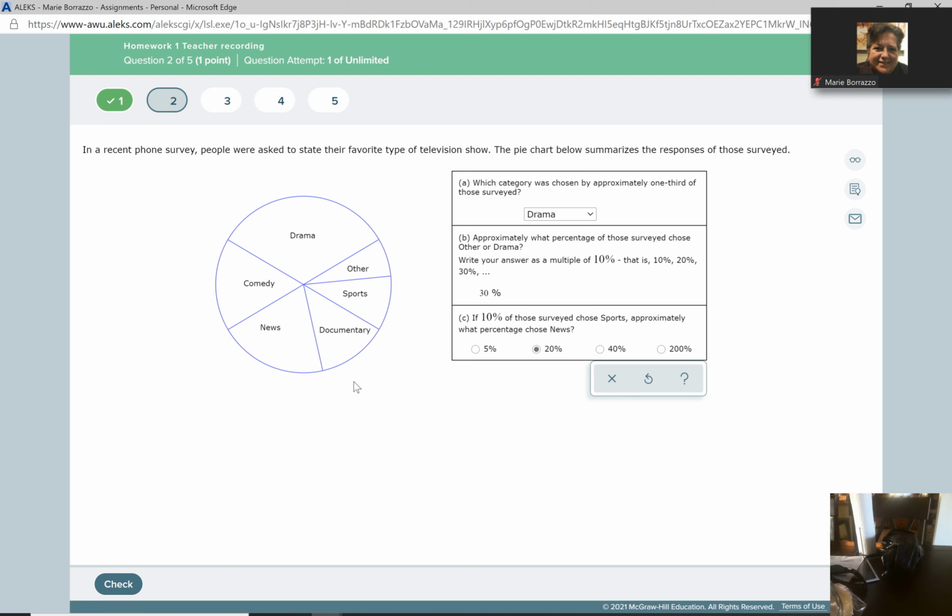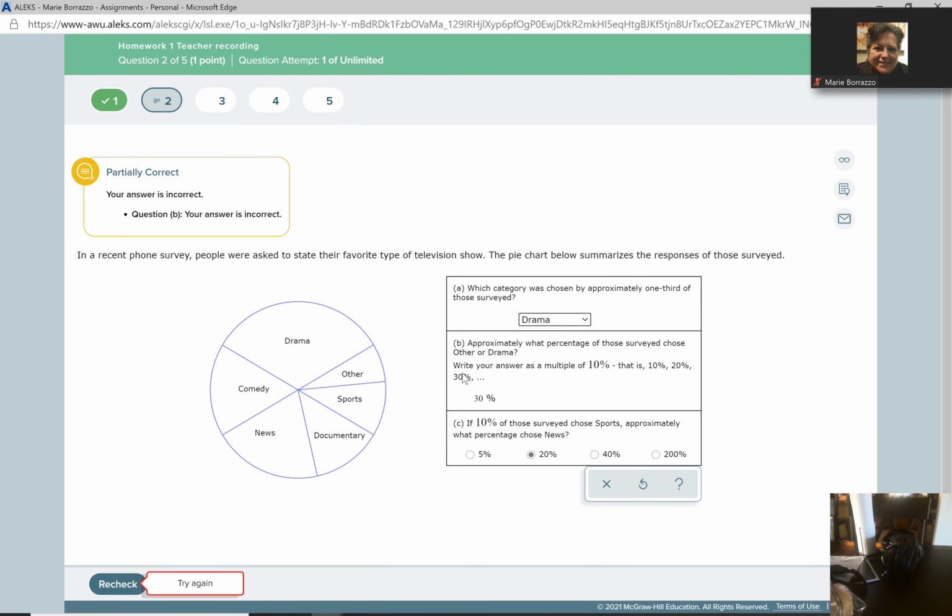Let's check our answer. The one I really doubt is this one. Let's see. Yeah, see, B is questionable. So approximately what percent of those surveyed chose other or drama? So I guess I have to add. If sports is approximately 10%, what would we dare change that to? So it's not going to be like 30%. Let's go with 35, which is what I initially wrote. Let's see what this says. I'll recheck it. Oh, this is embarrassing. Okay, so let's go then with 40%. They don't want the 5.